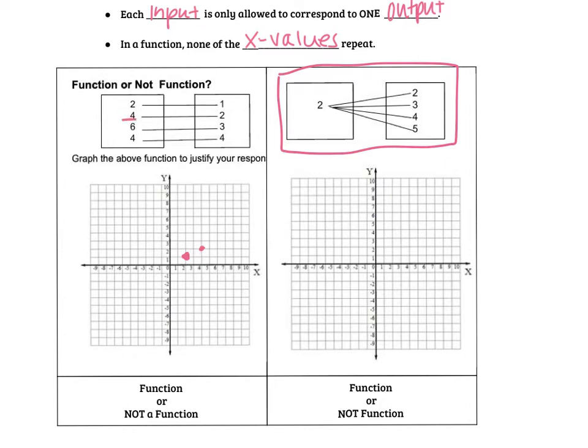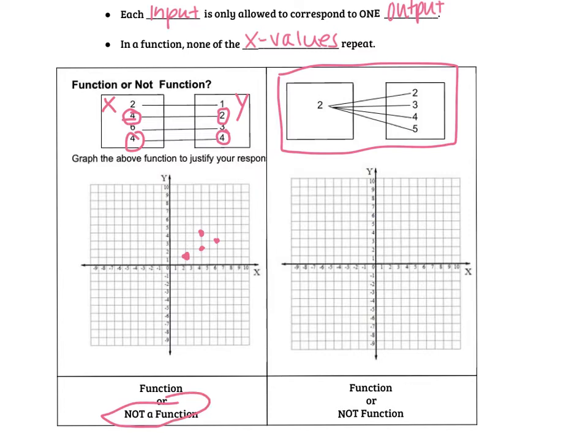So I'm looking at each line. Do you see how 4 goes to 2 and then 6 goes to 3? So these are all my x values, and these are all my y values. So 6, 3, and then 4, 4. And if you notice here, 4 is repeated, and there are 2 different y values for 4. So this is not a function.